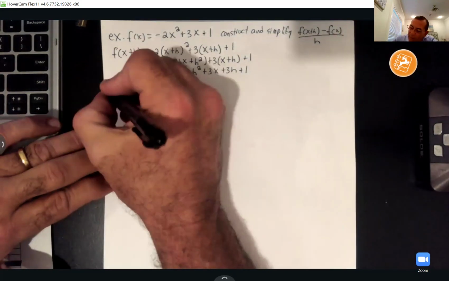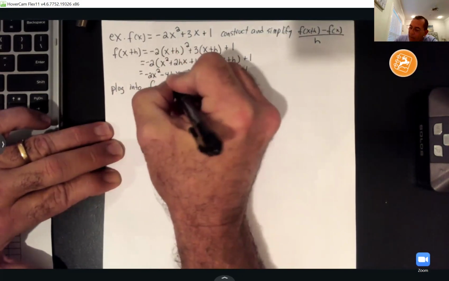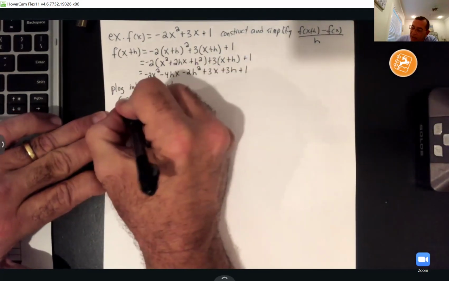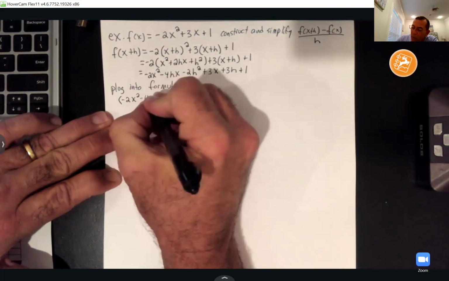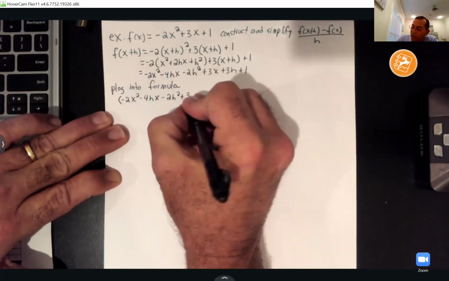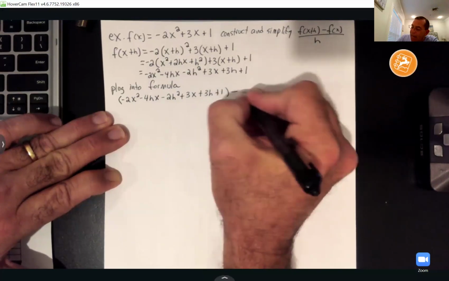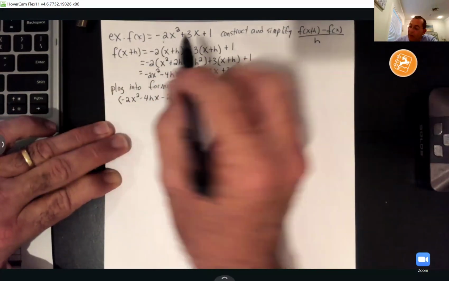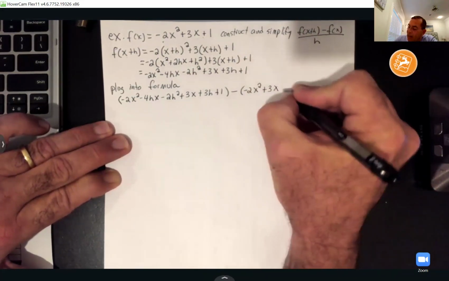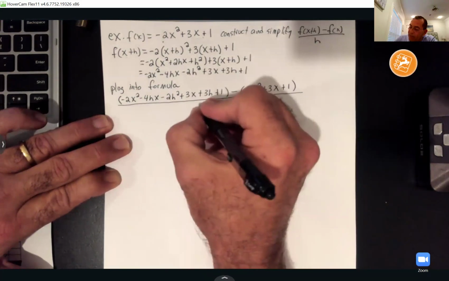All right, so guess what? Plug into the formula. So I got my f of x plus h, which is negative 2x squared minus 4hx minus 2h squared, plus a 3x plus a 3h plus 1 minus my f of x, which is this right here, negative 2x squared plus my 3x plus 1, all of that over h.